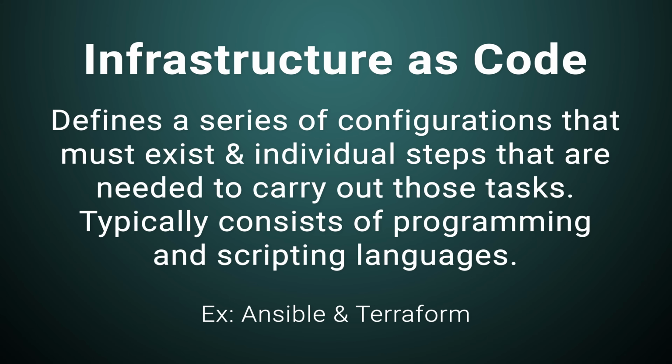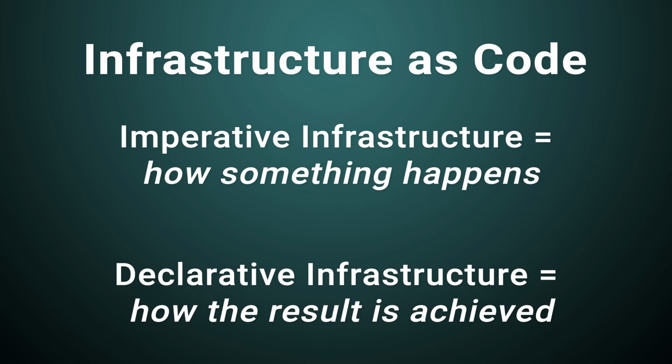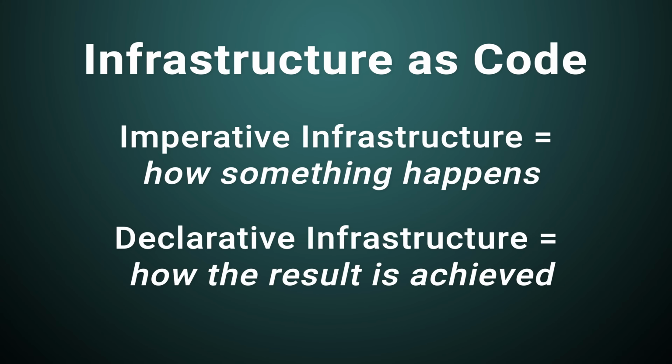Ansible and Terraform are great examples of infrastructure as code solutions. Within infrastructure as code, we have the subtopics of declarative and imperative infrastructure. With imperative infrastructure, the focus is on how something happens, while declarative infrastructure primarily focuses on what in particular happens. More specifically, with imperative infrastructure, a series of commands are defined, commands that can be executed to ensure that the resource reaches its desired state.